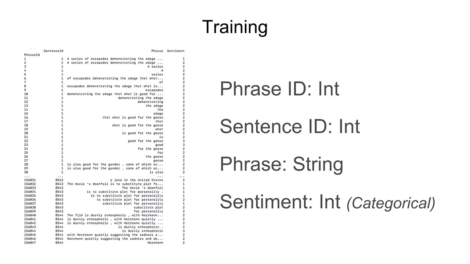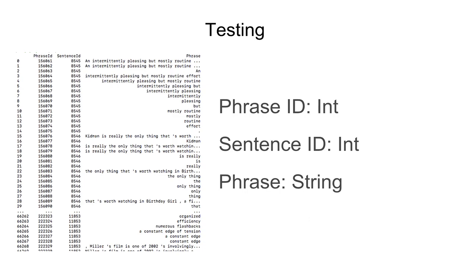After phrase, we have our actual sentiment. This is ranked from 0 to 4. We see a lot of 2s. We'll go over that in a little bit. There are quite a bit of 2s in this. So a very neutral sentiment.